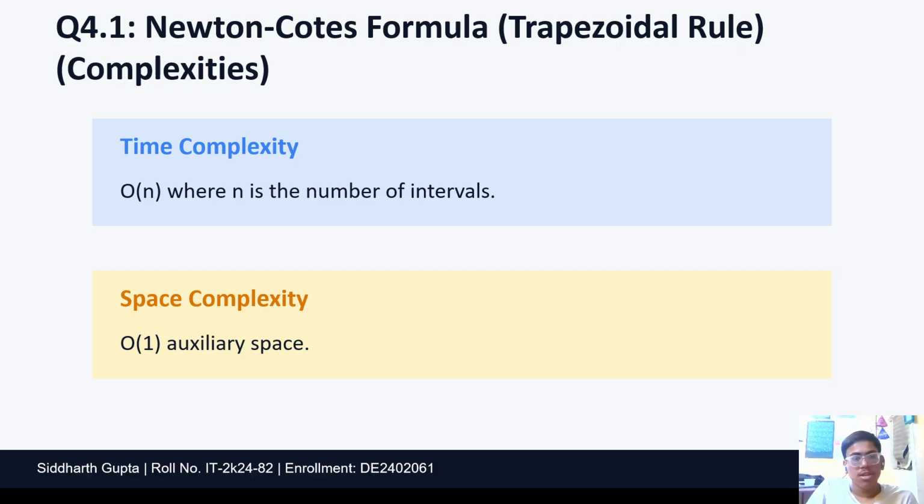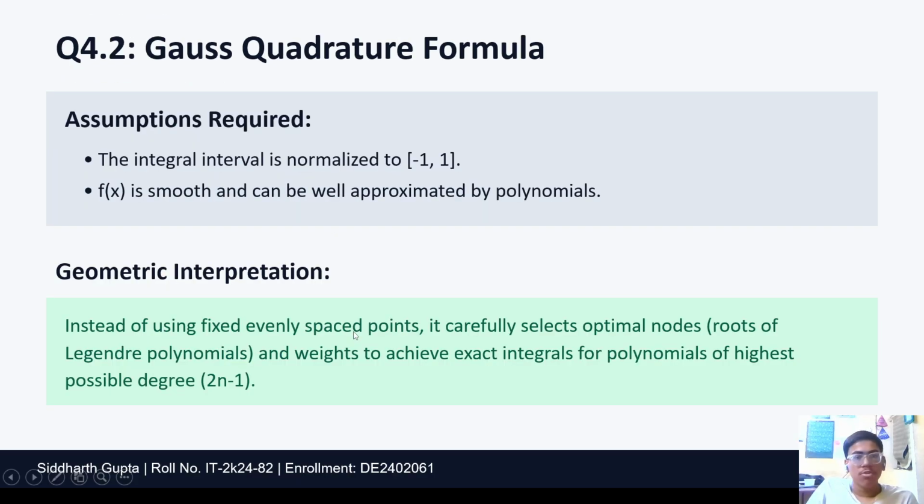Next, moving on to time complexity. Time complexity will be big O of n, where n is the number of intervals, and space complexity will be big O of 1. Next, moving on to the Gaussian quadrature formula.